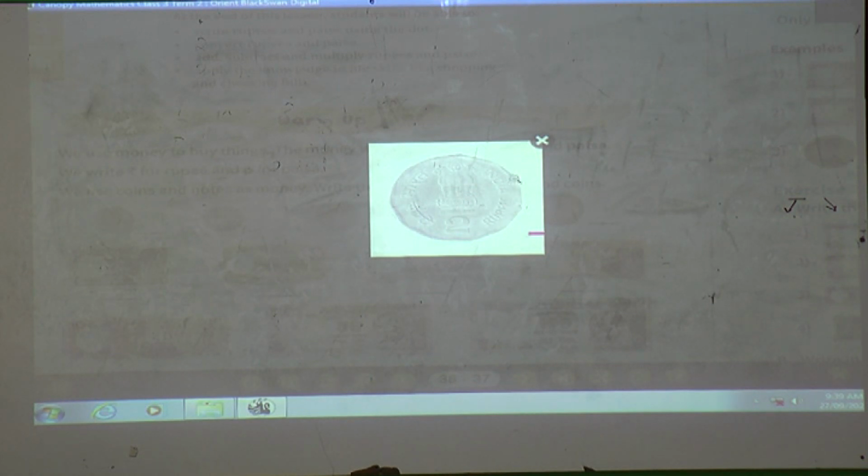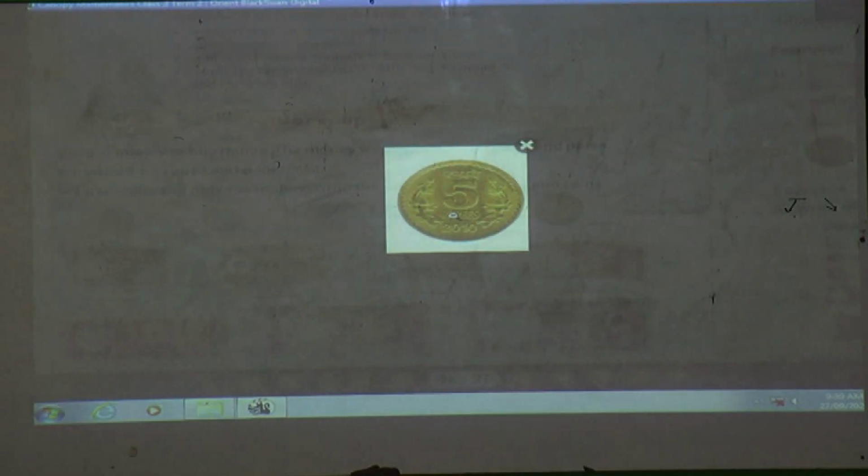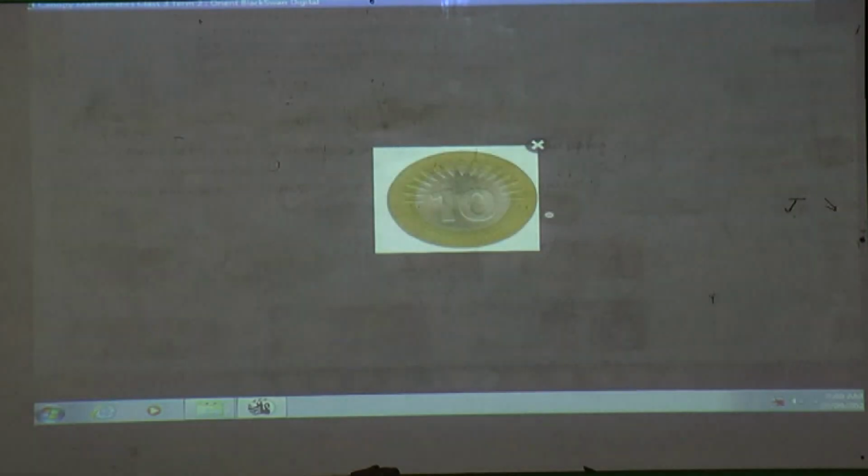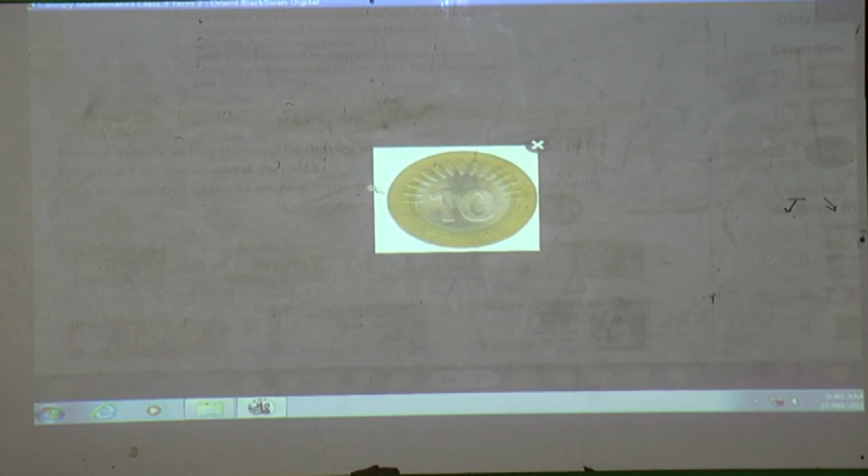Here you can see it is written rupees. Then see this coin, it is a coin of 5 rupees, because the number 5 is written here and below that rupees is there. Next, it is a coin of 10 rupees.